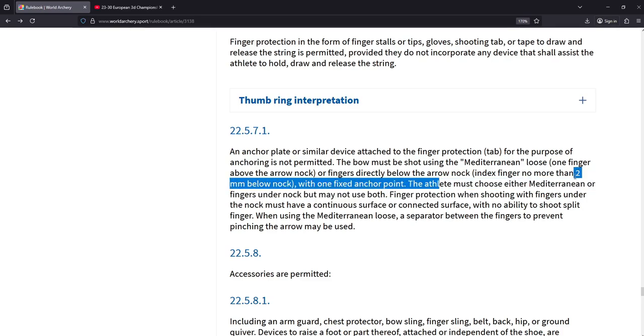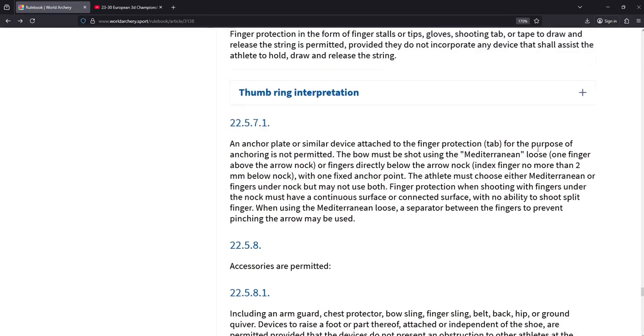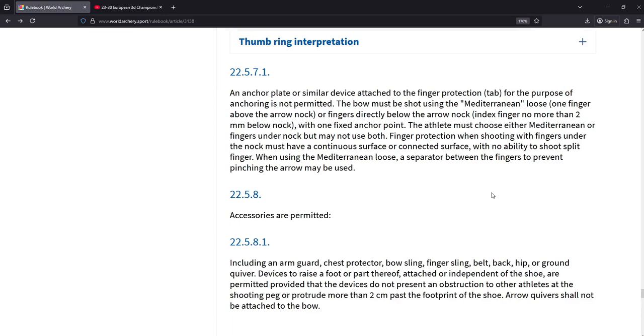You cannot change halfway. So again, in this sort of competition, the change in fingers, the finger placement or anchor point is going to help you aim for different distances. They don't want that, so they're enforcing this rule to basically force you to shoot gap or instinctive.